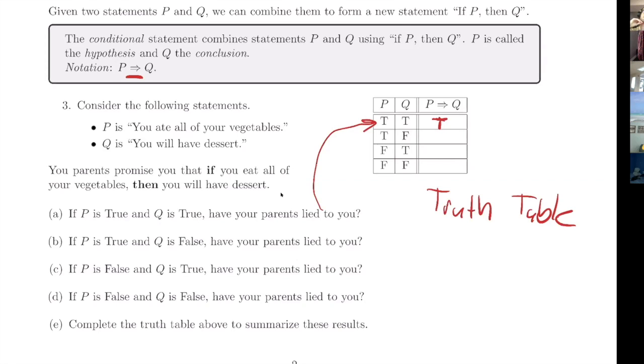Then the next one would be, okay, what if I ate all of my vegetables, but I didn't have any dessert? What does that mean? Did my parents lie to me or not? These are the types of things I would like you guys to discuss amongst yourselves. In other words, I'm going to ask you just to complete that column. But in addition, it'd be useful if you are sharing your thinking and your logic to each other as to how you came up with true or false.